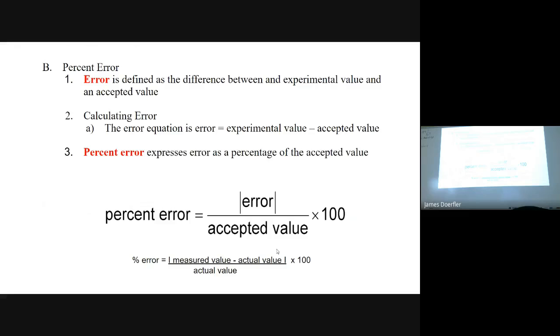All right. What we're going to be doing today is percent error. Okay. And what this is, it's defined as the difference between, it's supposed to be not "and", but cancel that D out there, an experimental value and an accepted value. When we say experimental value, we mean what we measured in the lab during an experiment. Okay. So how do we calculate error is by this. Okay. The experimental value minus the accepted value.